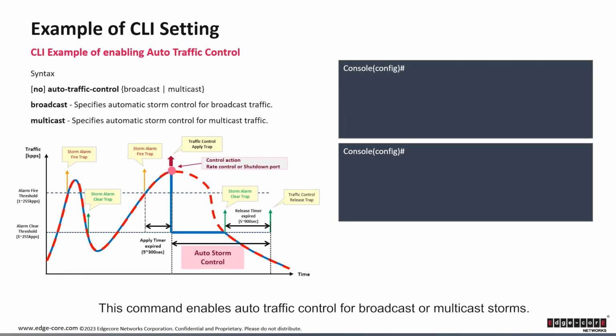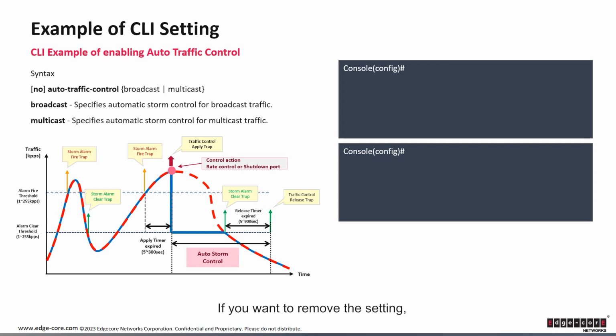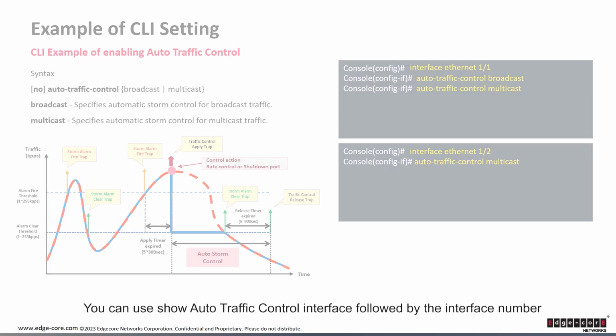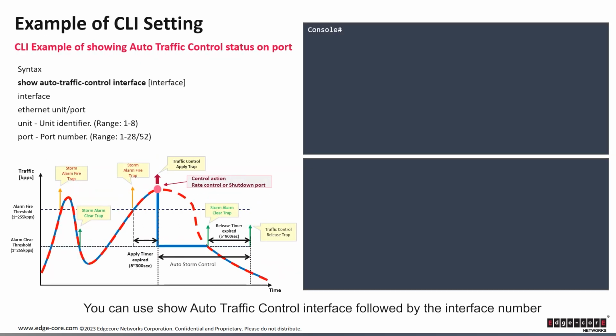This command enables auto traffic control for broadcast or multicast storms. If you want to remove the setting, please use the No form to disable this feature. In this example, we enable the auto traffic control for broadcast and multicast for port 1, and only multicast for port 2. You can use Show Auto Traffic Control Interface followed by the interface number to display the interface configuration settings and storm control status for the specified port.